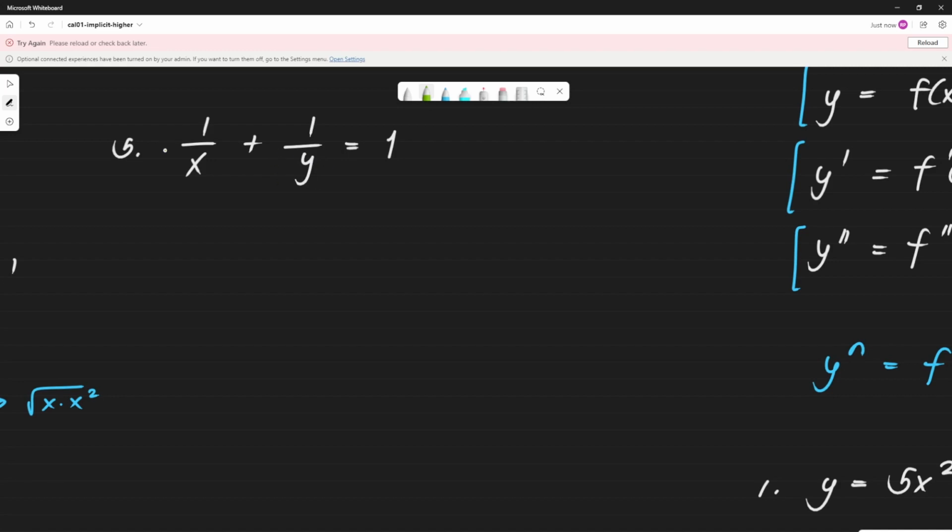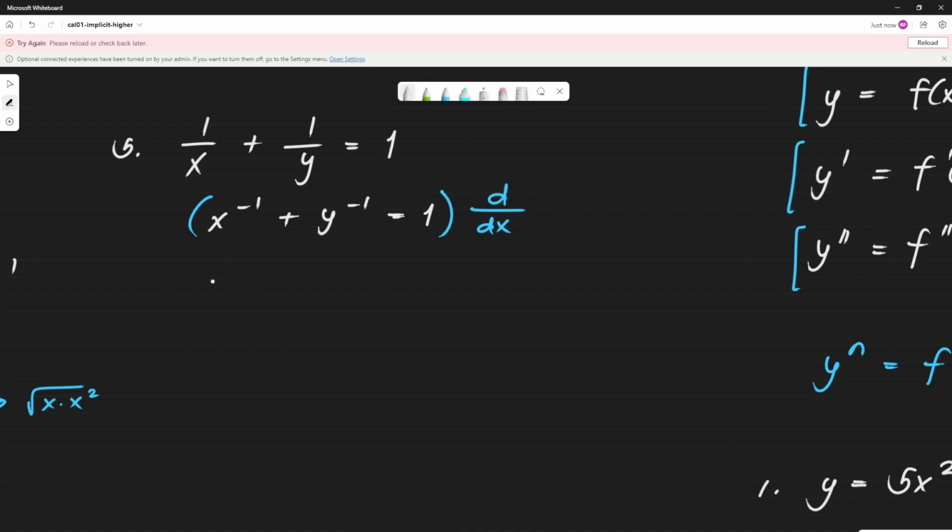No? So since nasa denominator sila, medyo mahirap kasi magkuha ng derivative na nasa denominator. Hindi pa natin na-discuss actually. So convert muna natin sa numerator, no? So we'll have x raised to negative 1 plus y raised to negative 1 is equal to 1. Then, let us get the derivative.